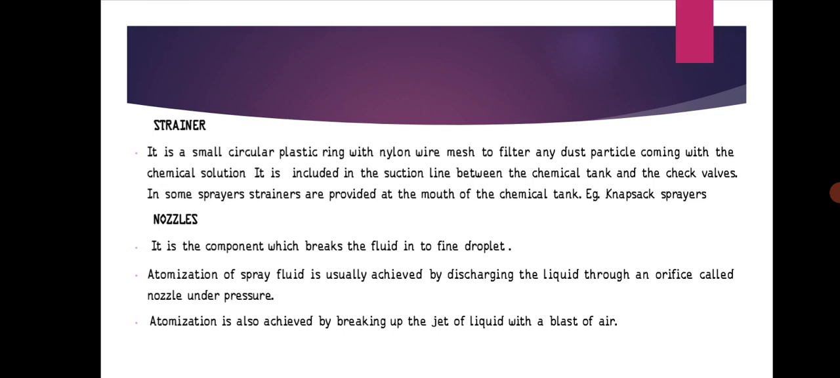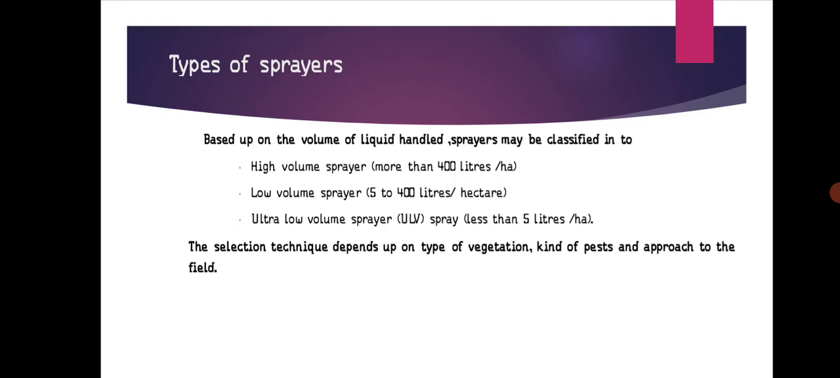Atomization of spray fluid is usually achieved by discharging the liquid through an orifice called a nozzle under pressure. Atomization is also achieved by breaking up the jet of liquid with a blast of air.